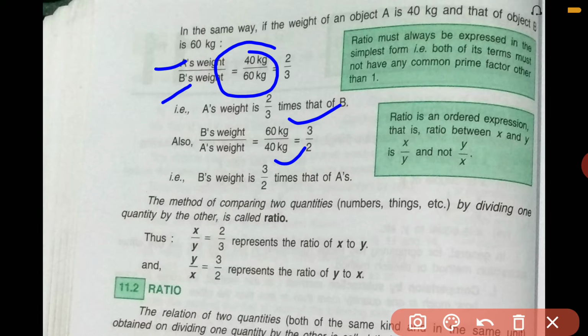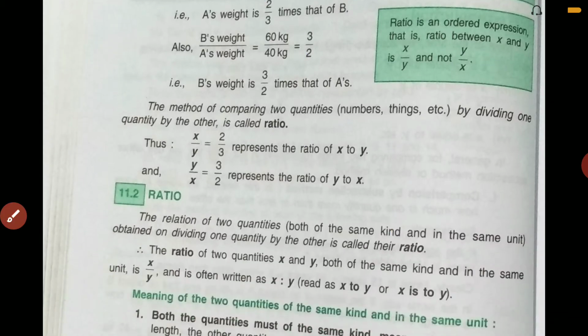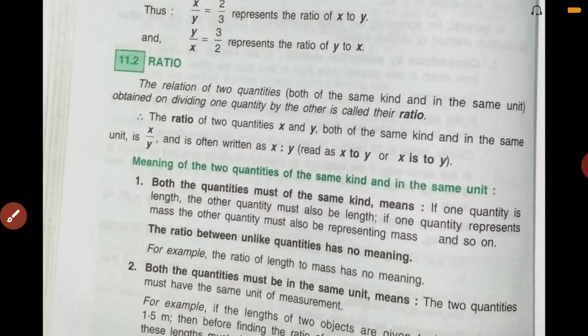The method of comparing two quantities like numbers, things, etc. by dividing one quantity by another quantity is called ratio, right? So let us go to the real definition of ratio.